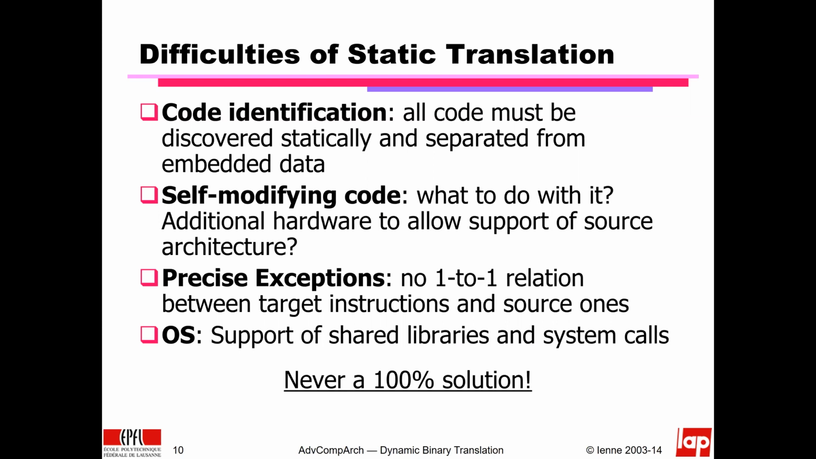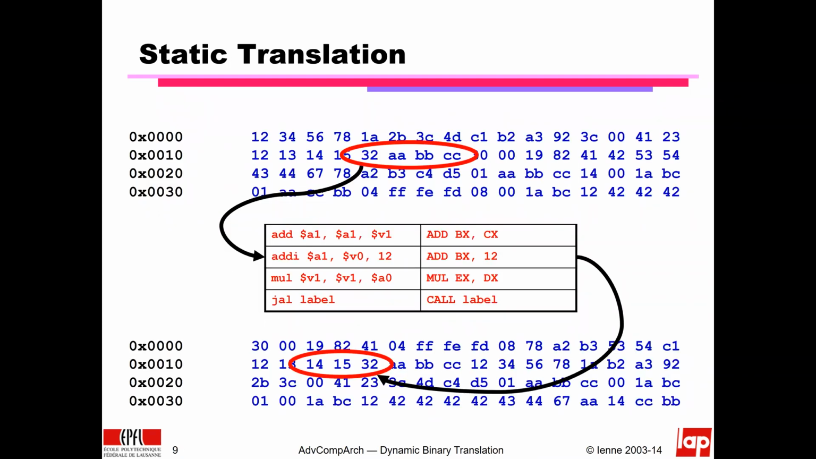It's not sufficient to be in the code section to be code, right? I can have, in the middle of code, strings, or pieces or tables, little pieces of data that are not instructions. And so how do I find out what are instructions that need to be translated and what are not instructions, which on the other hand should not be translated because they are data?